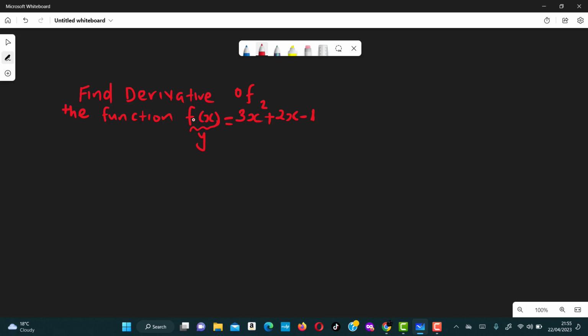Now, to solve this question, we shall apply the power rule of differentiation, which states that the derivative of any function, let's say x to the power of n, is the same as n multiplied by x raised to the power of n minus 1. So we shall multiply the function by n and then reduce the power by 1.